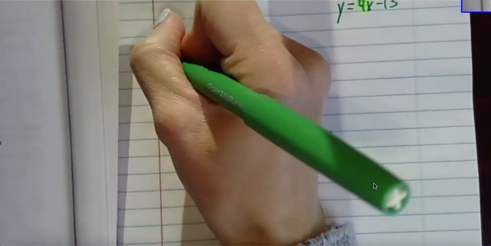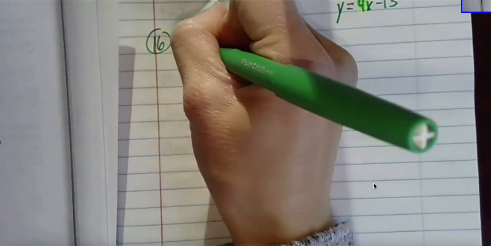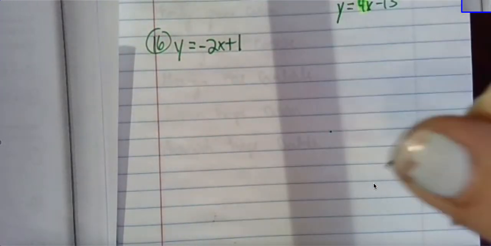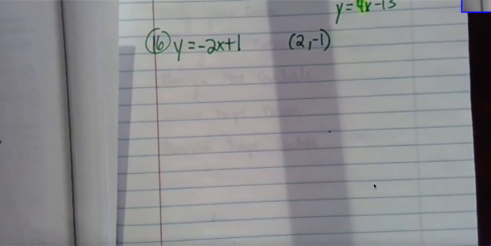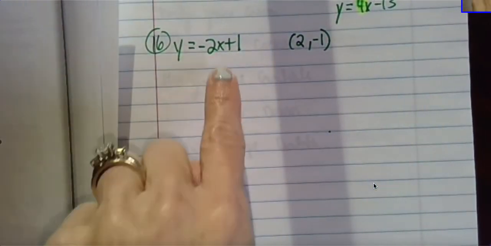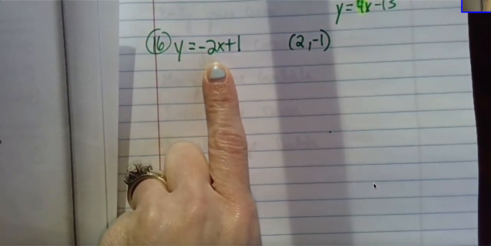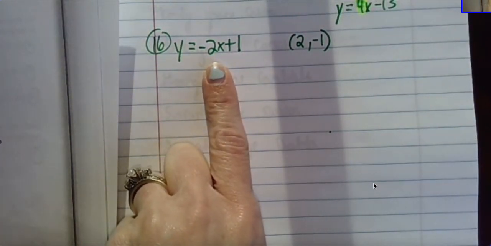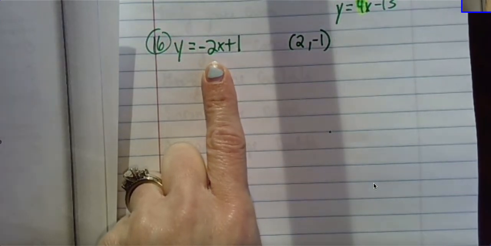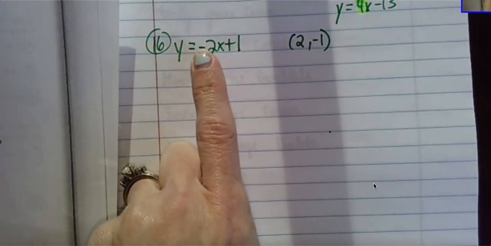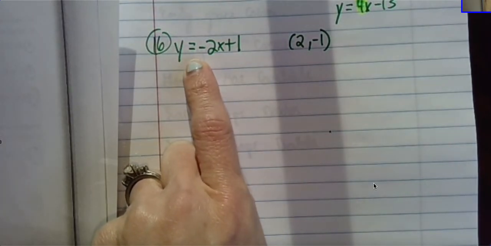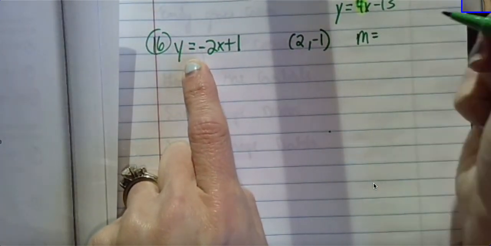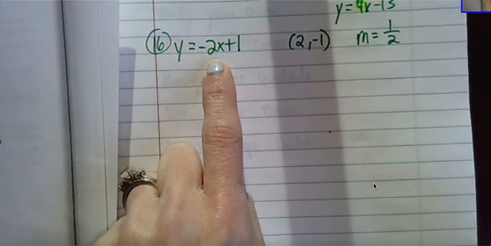So on number 16, they have y equals negative 2x plus 1, and they give us a new point that this equation goes through. Now, when we were doing parallel lines, I would say, hey, my slope is negative 2. But we're not doing parallel now, right? We're doing perpendicular. You have to read your directions. So opposite and reciprocal. What's the opposite? If this is negative, my slope will be what? Positive. And instead of 2, it's going to be 1/2.